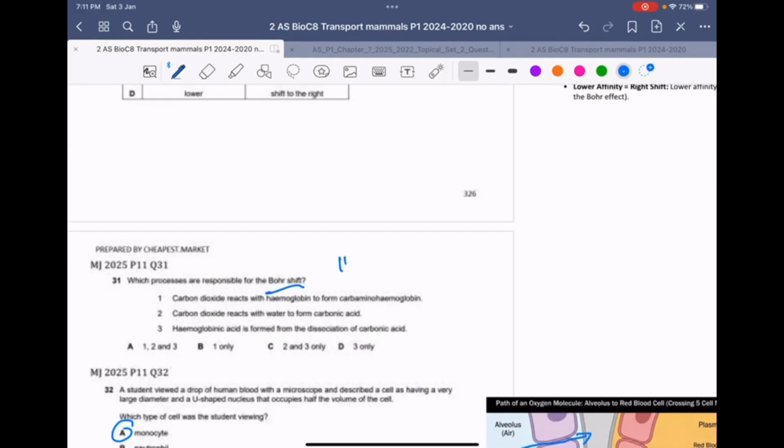Refer to the hemoglobin affinity to the oxygens decrease due to what? Due to there is an increase in the carbon dioxide concentrations and the lower pH due to increasing in the hydrogen ions concentrations. So the answer will be C, number 2 and 3.